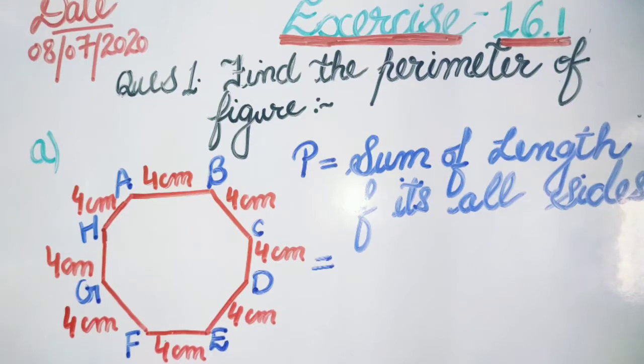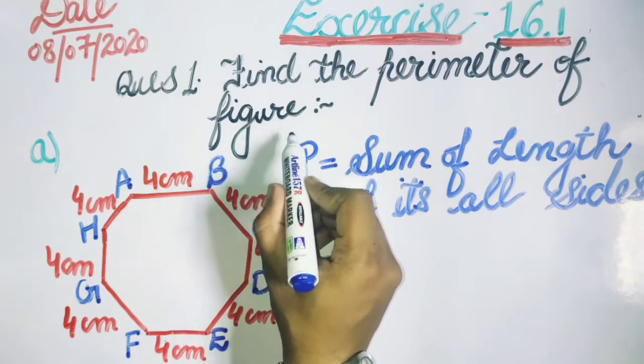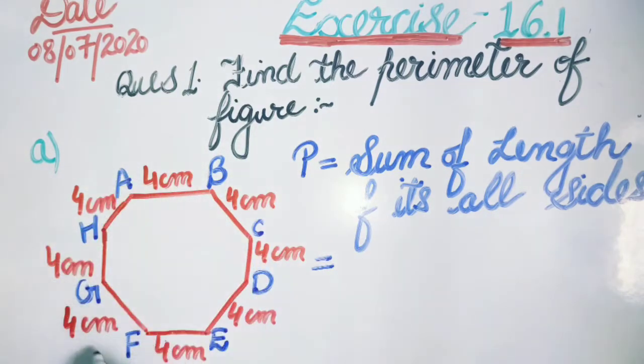Today we will start exercise 16.1. In exercise 16.1, question number 1 is find the perimeter of the figure. Class, this is the figure which is given to us and we have to find out the perimeter.